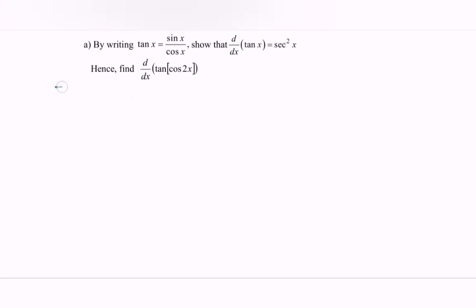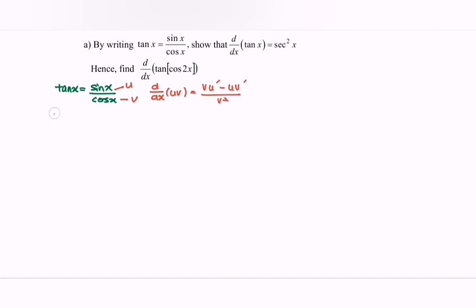So number 1, we have tan x equals sine x over cos x. If we want to differentiate tan x, we take this part as u and this part as v. For the quotient rule, we have d/dx of u over v, which equals (v u prime minus u v prime) over v squared.